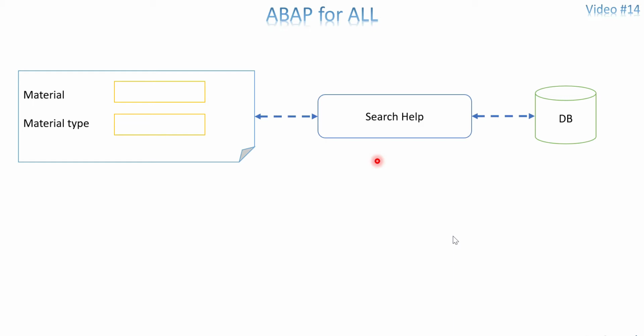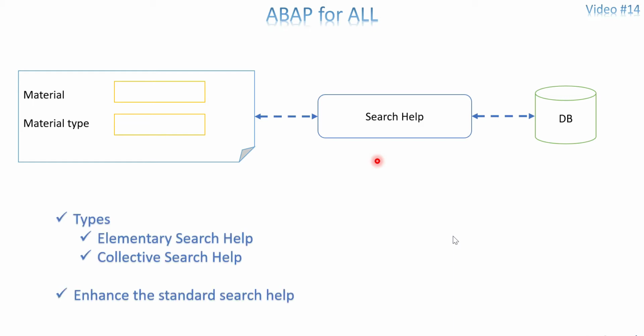For that we need to cover a few concepts like function modules and internal tables. Once I cover those two concepts, I will tell you how to create a search help without using this SE11 option. Okay. And if you take the types of search help, you have elementary search help and collective search help.